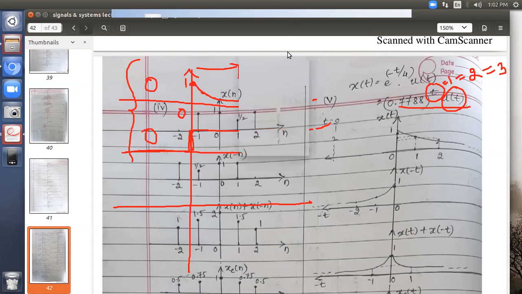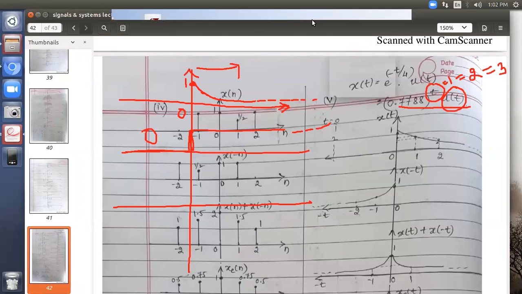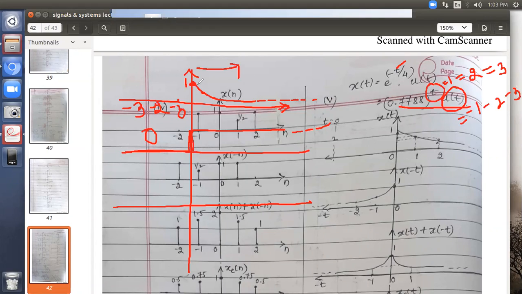Sorry, not 0. Still this will extend. Sorry, I did not put the negative values, right? Similarly, try to put all negative values of time also, right? Because the t range, they have not given you anything. You should consider all values. So if you substitute t is equal to -1, -2, -3, all negative values, you can try.